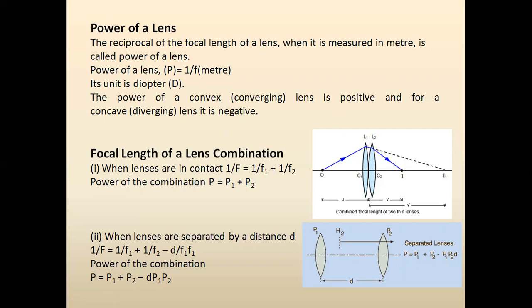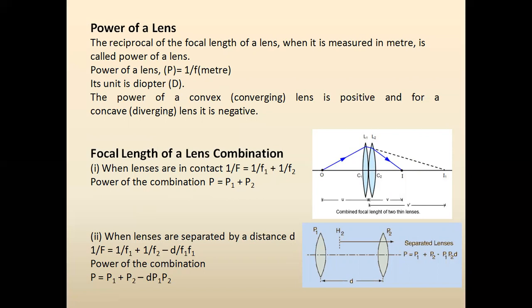Now we discuss the focal length of combined lenses. First is when the lenses are in contact. In this figure, the picture shows that the lenses are in contact. So for the total focal length, 1/f = 1/f1 + 1/f2, where f1 is the focal length of one lens and f2 is the focal length of the other lens. The power of the combination is P = P1 + P2.